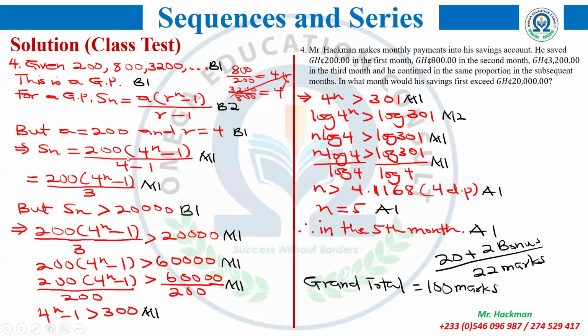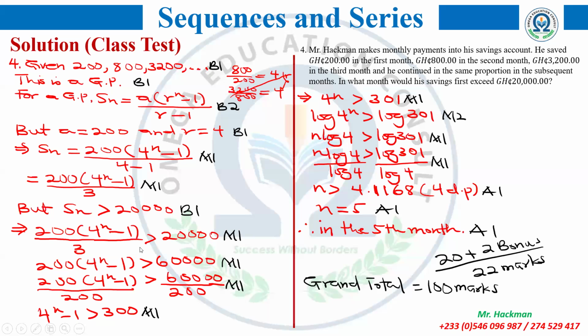So you still get your B mark here because it is evident in this one as well. So you substitute and this is what you have. But you are told that your S sub n should exceed, and when you talk about exceed, it should be greater than this. So S sub n should be greater than this. And what is your S sub n? It is this, and that must be greater than this. So obviously you have an inequality in n.